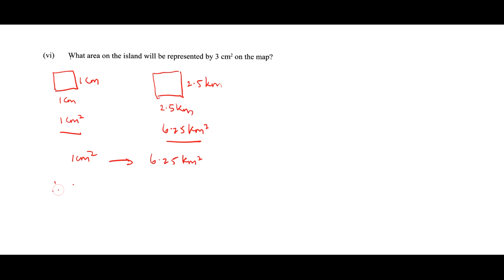So therefore 3 cm squared will be equal to 3 multiplied by 6.25, which will give us 18.75 km squared. They didn't specify what unit they want, but we leave it as kilometers squared for now.